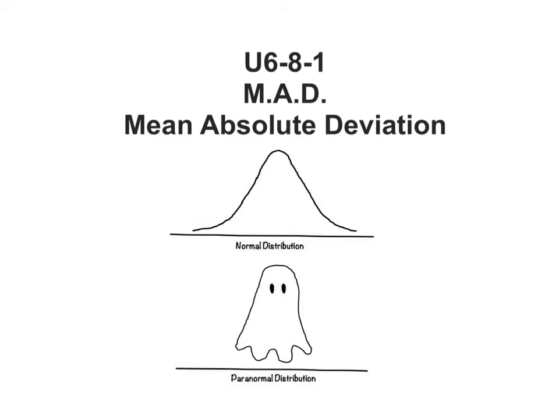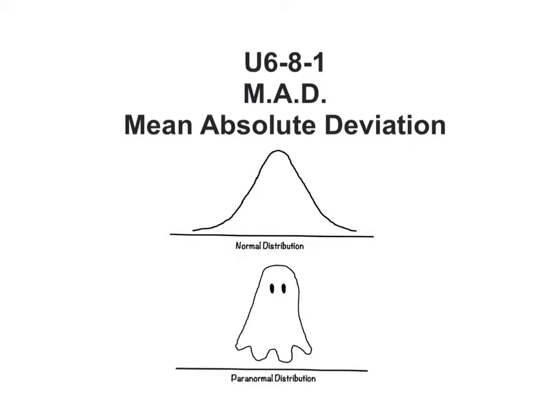Hi guys, tonight we're going to talk about mean absolute deviation. So far when we've been looking at one variable statistics, we've been looking at the shape, the center, the spread, and the outliers. Shape, there's four shapes. Center, we use mean and median. Spread, we've just been using range.